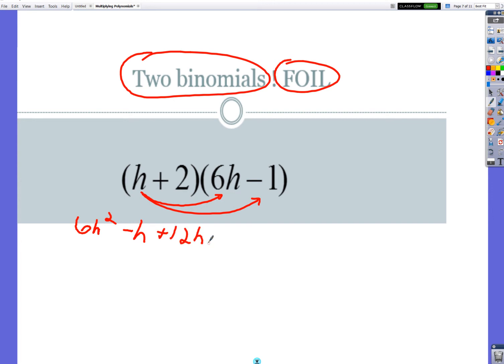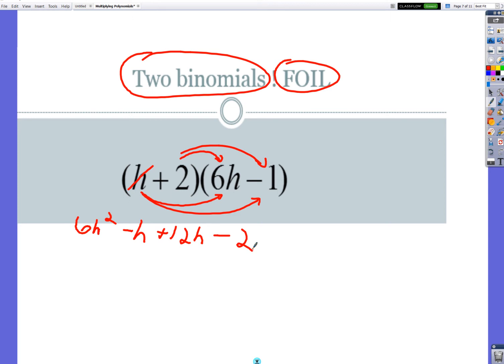Once I did H times -1 and got negative H, I am now done with the H, so I'm about to do the same thing with the 2. I move on to the next term and distribute that one. If I had 5 different terms in the first parenthesis, I would distribute every single one, but always to the other one. 2 times 6H is 12H. 2 times -1 is -2.